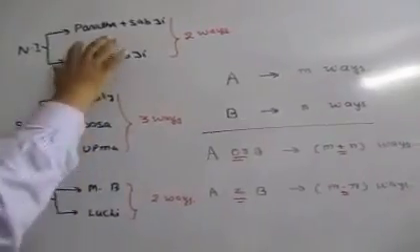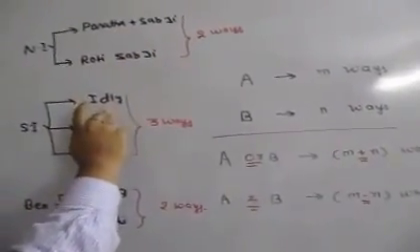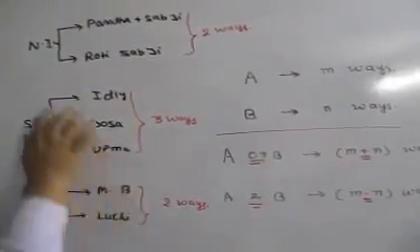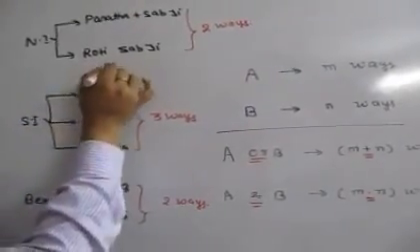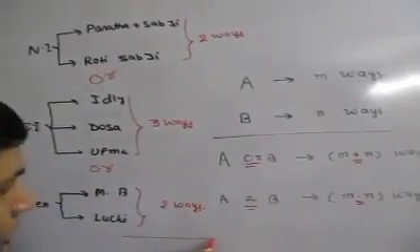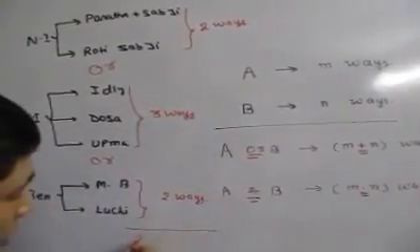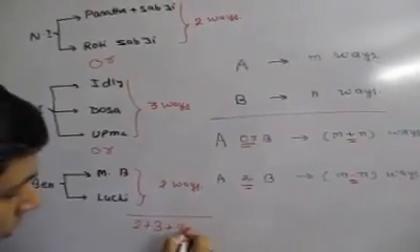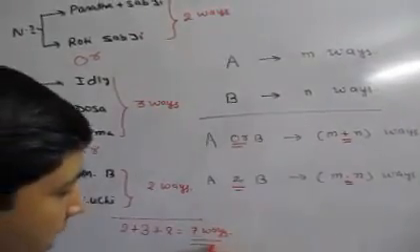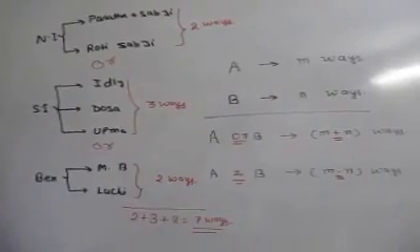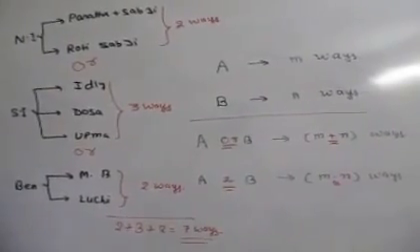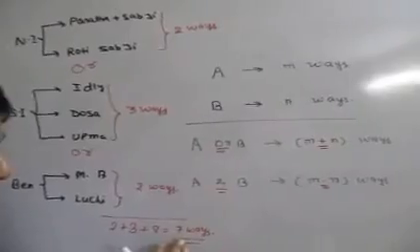Logic says that he can't take paratha and idli together. He can't take roti sabji and mach bhat together. Then he will get a slap from his mom. So he has to take either North Indian food or South Indian food or Bengali food. Means the total number of ways that he can select his breakfast is 2 plus 3 plus 2, that means 7 ways. So here in this case we have applied the fundamental principle of addition, because he can take either the first option or the second option or the third option. So the total number of ways that he can select his breakfast is 7 ways.